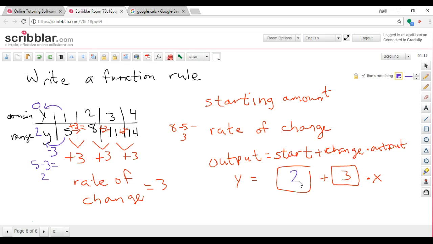Many of the problems are about wages, how much money you're making per hour. So oftentimes the starting amount is 0 because if you don't work any hours, you don't make any money. But it's always best to do that kind of backwards process so that you can see exactly what that starting number should be. So this final answer is 2 plus 3x. This is the function that describes this table.